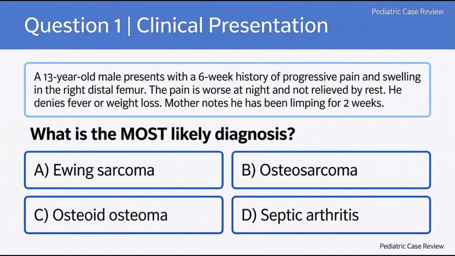Clinical presentation. A 13-year-old male presents with a 6-week history of progressive pain and swelling in the right distal femur. The pain is worse at night and not relieved by rest. He denies fever or weight loss. His mother notes he has been limping for 2 weeks. What is the most likely diagnosis? Option A, Ewing's sarcoma. Option B, osteosarcoma. Option C, osteoid osteoma. Option D, septic arthritis.